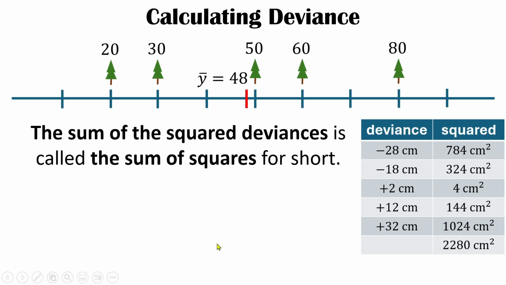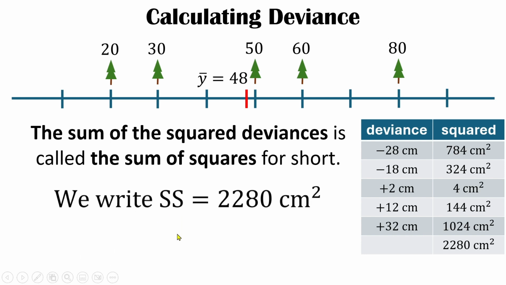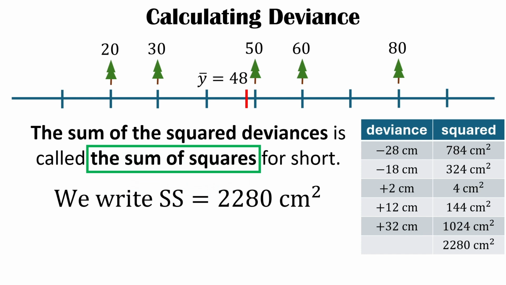So the sum of the squared deviances measures variation. The sum of the squared deviances is often called simply the sum of squares. So we use the sum of squares to measure the variation of our data set. And in fact, when we write this down, we use an abbreviation. We just use SS. SS represents sum of squares. You're going to see this abbreviation when you look at Minitab output for regression and for analysis of variance. And so now you know what that number means. It's the sum of squares.